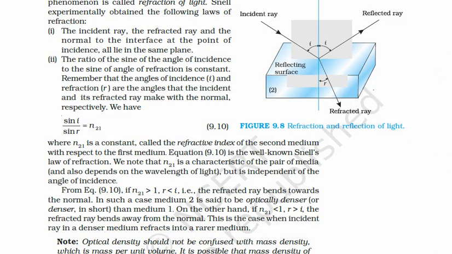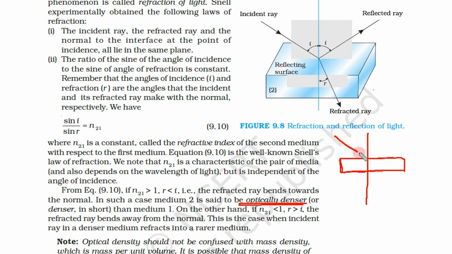The meaning of this is, suppose we have a glass slab. From the property of glass and air we know that glass is denser than air. This is not the normal density but the optical density, optically denser. So we know glass is optically denser. Let us draw the normal. So this is our normal.